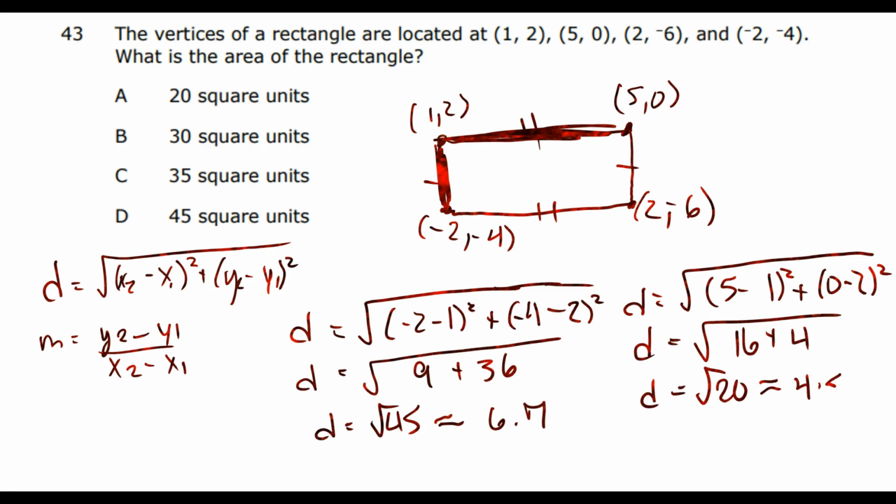So clearly it's not drawn to scale. I'm saying this was 4.5 and this is 6.7, but we get the point. It's a rectangle with these vertices. So we do 4.5 times 6.7, and we get 30.15, so the answer is B. And then the last problem.